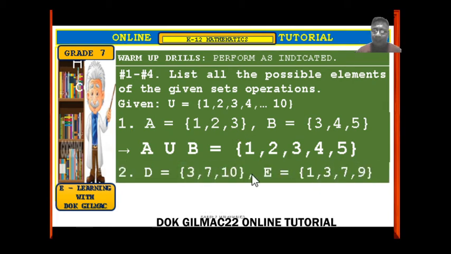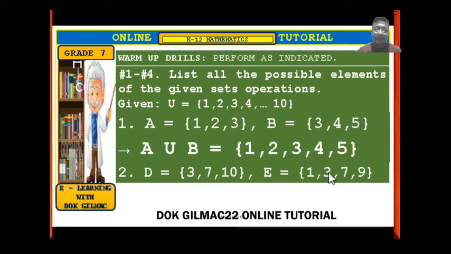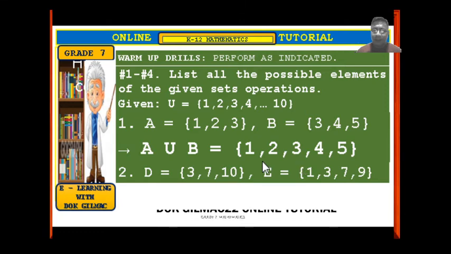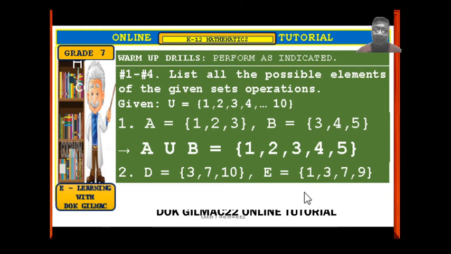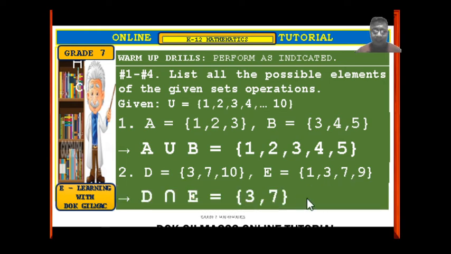Number 2, we have here set D is equal to 3, 7, 10. Set E is equal to 1, 3, 7, 9. What are the elements of D intersection E? Again, let's recall. When we talk about intersection, we only need the common elements of the two sets. So as you can see here, 3 and 7 are the common elements. So therefore, D intersection E is equal to 3 and 7. So take note of that.